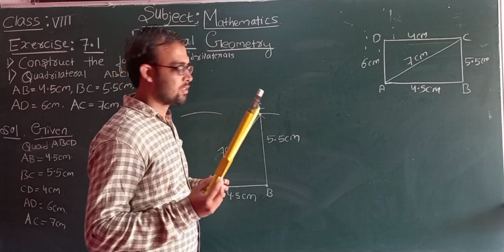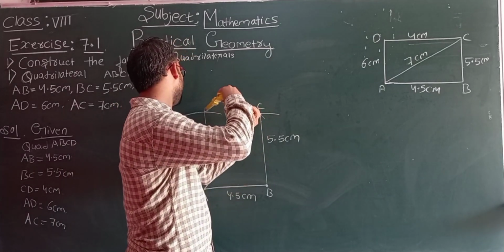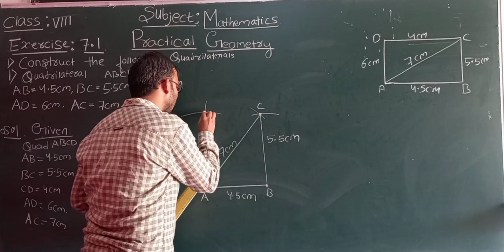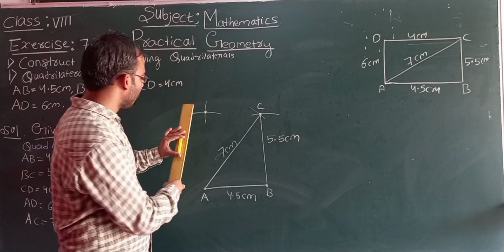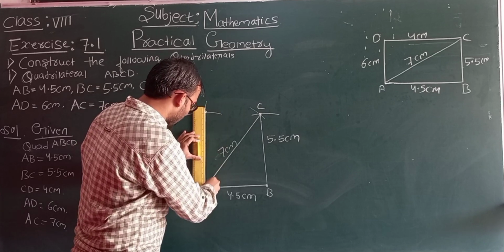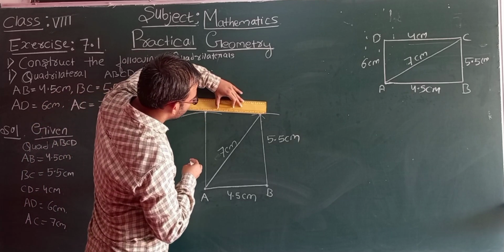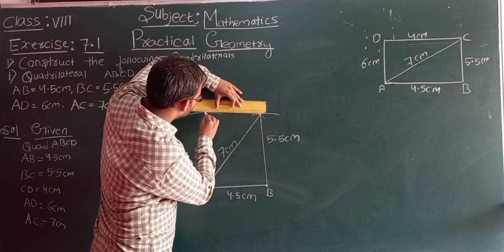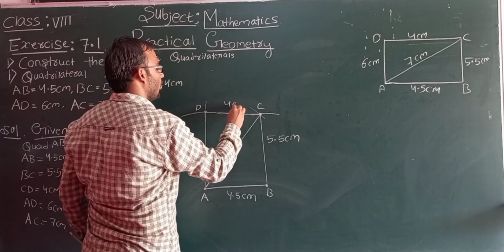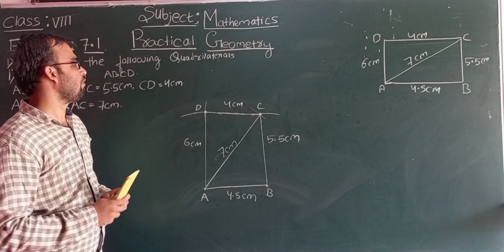Students, assume that I have set the compass to 4 centimeter. So from C, draw the arc. Now mark the point of intersection. So join AD. This is D. Next, these two points, join BC. So this will be 4 centimeter and this is 6 centimeter. So this is our first problem.